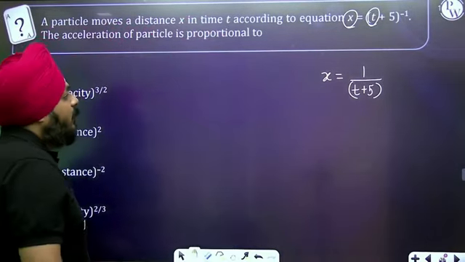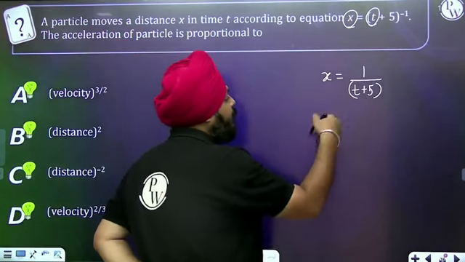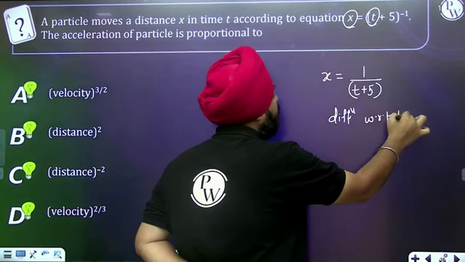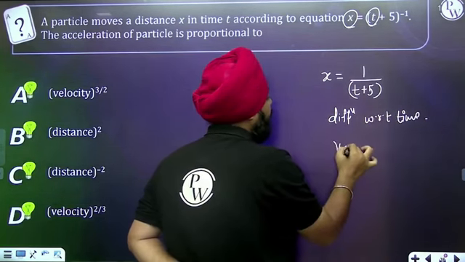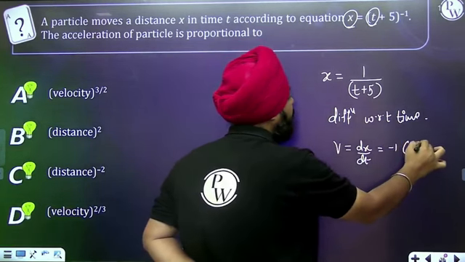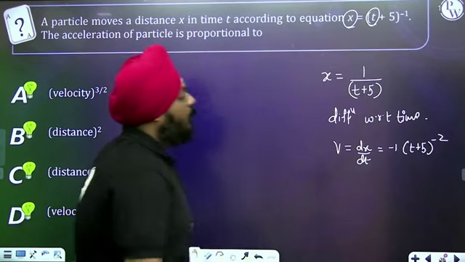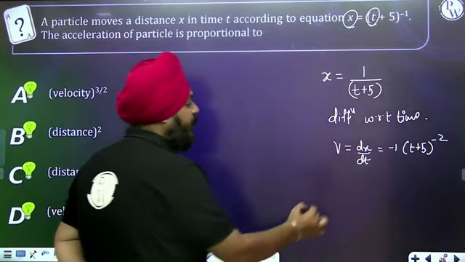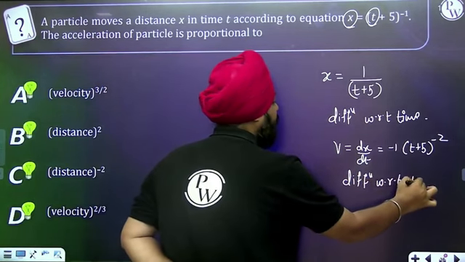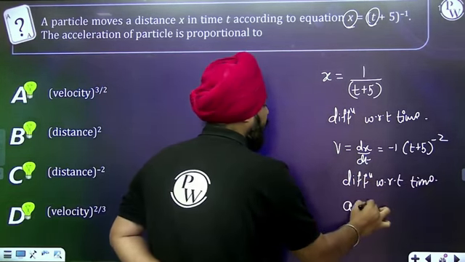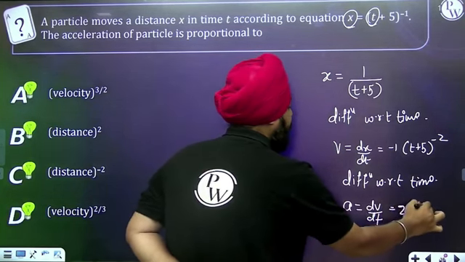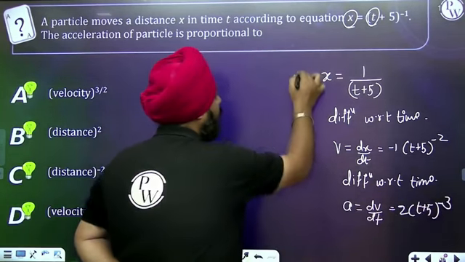Don't get worried. So x is equal to 1 by (t plus pi). Let's differentiate with respect to time. Velocity is dx by dt, that is equal to minus 1 into (t plus pi) to the power minus 2. Again differentiate this with respect to time to get the acceleration. It is dv by dt, that is equal to 2 into (t plus pi) to the power minus 3.